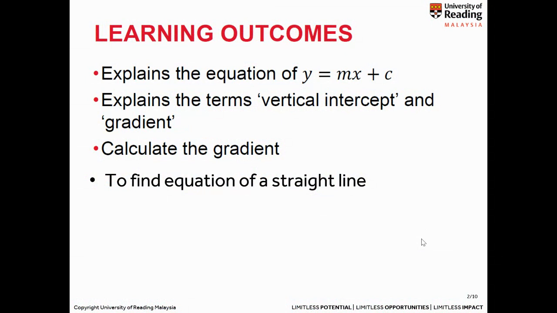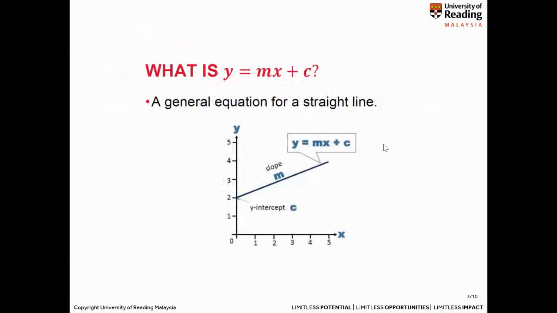So in the next part, we'll learn what is vertical intercept and gradient. The vertical intercept is actually represented by the constant c, and the gradient is the coefficient of x, which is represented by m. And you also learn to find the gradient. Then the last part, we'll try to find the equation of a straight line.